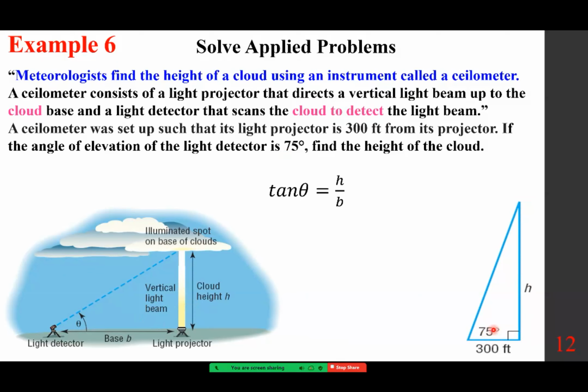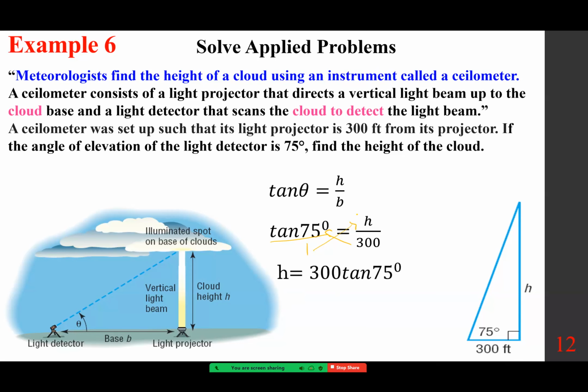So tan of 75 degrees is H over 300, which makes the product of these two equal H: 300 times tan of 75 degrees. You use a calculator, of course, at this point. You calculate this, you multiply it by 300, and it gives you the answer you're looking for, which is 1,119.62 feet.